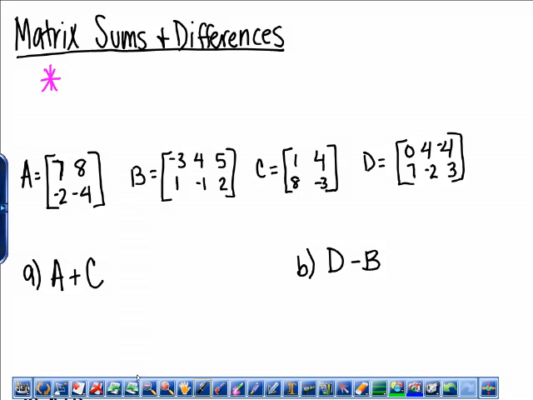All right, let's talk about adding matrices and subtracting matrices. So matrix sum and differences. To find the matrix sum and difference, the first thing you have to check is if the matrices have the exact same dimensions. So in order to add and subtract matrices, they must have the exact same dimensions. You can only add or subtract matrices with the exact same dimensions.